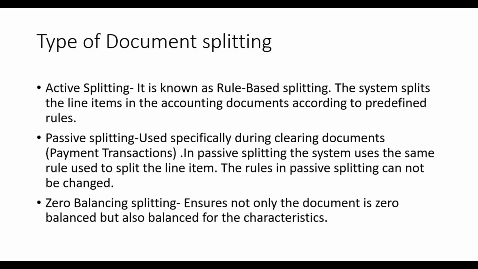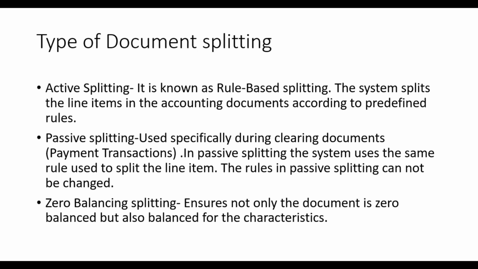Then passive splitting. Passive splitting is applicable on clearing documents. Clearing documents may be incoming payments or outgoing payments. So that's why I have specified here payment transactions. And in passive splitting, the system uses the same rule which you have already applied in the active splitting. So whatever configuration or rule you applied in the active splitting, the same rule will be applied on the passive splitting. And we can't change it. On the basis of the active splitting rule, the system is going to split these line items, right?